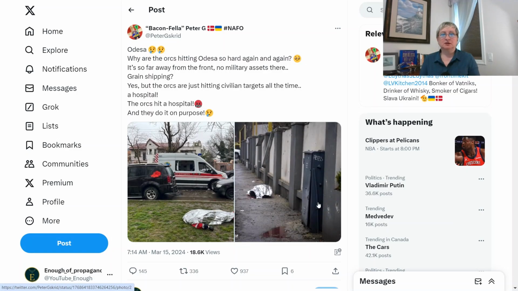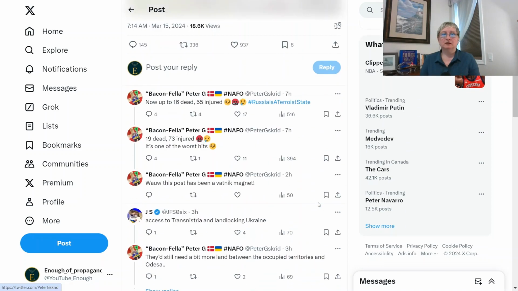This is Odessa, when Russians hit the hospital. And different information about dead people said 19 dead already, 73 injured, and so on.